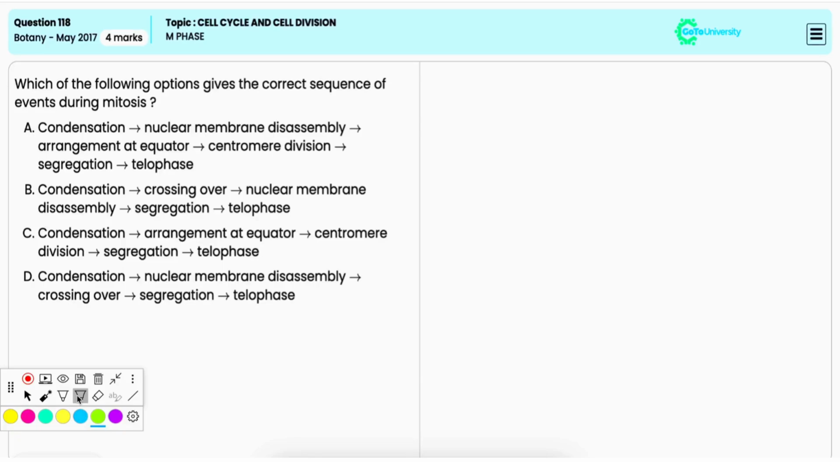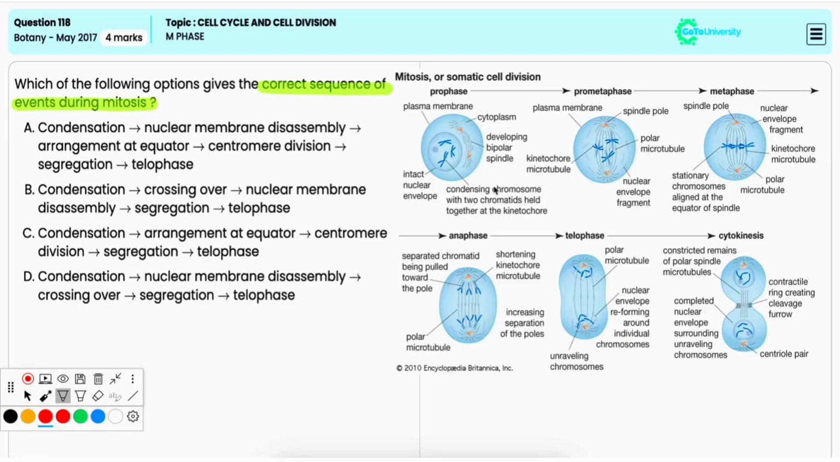In this question, you have to identify the correct sequence of events during mitosis. Now, the correct sequence of events during mitosis would be number 1, condensation of DNA so that chromosomes become visible during early to mid prophase.